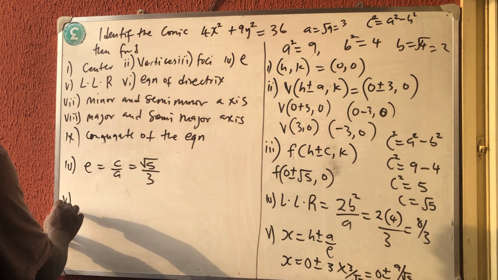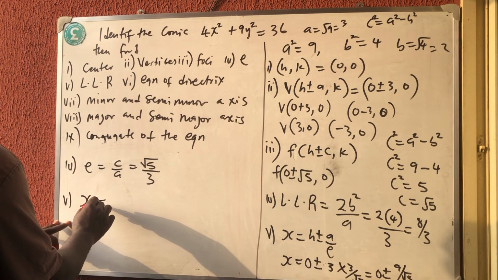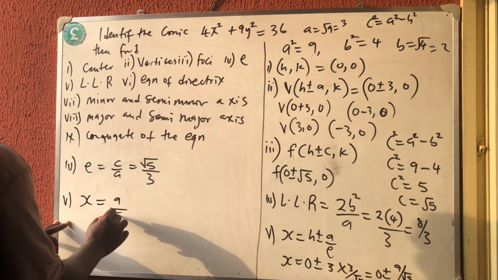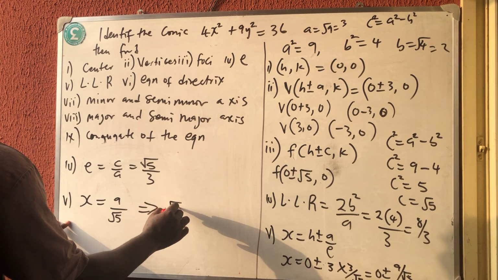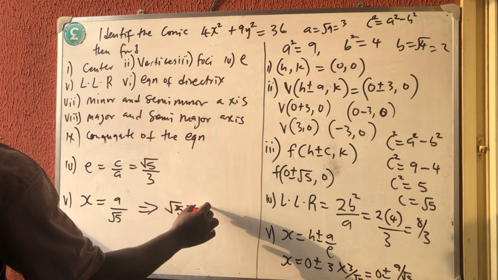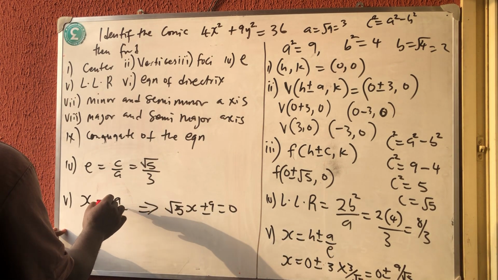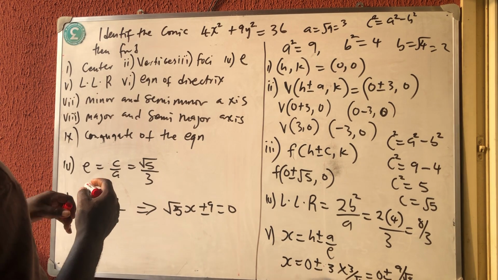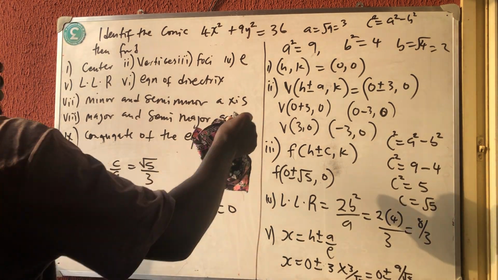So let me just complete it. For V, I'm having x, 0 plus anything is the same thing, is equal to what? 9 over root 5. Cross multiply to have what? That root 5 x minus 9 is equal to 0. Plus or minus, don't forget. So that is that. You can separate it. The next one.